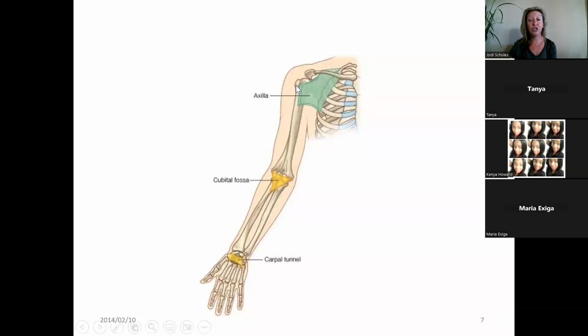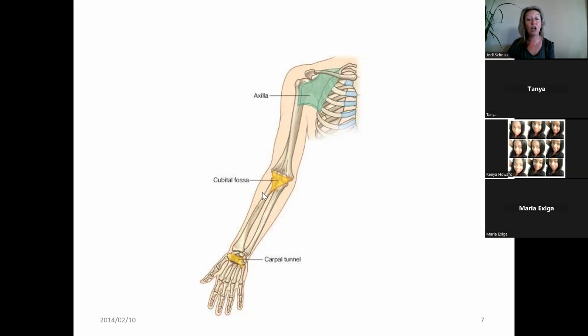The axilla region. Do you remember what the axilla is? In the chat, axilla region. The axilla region in that area of the body. Do you remember? We're going to move down here while you guys get a chance to answer.